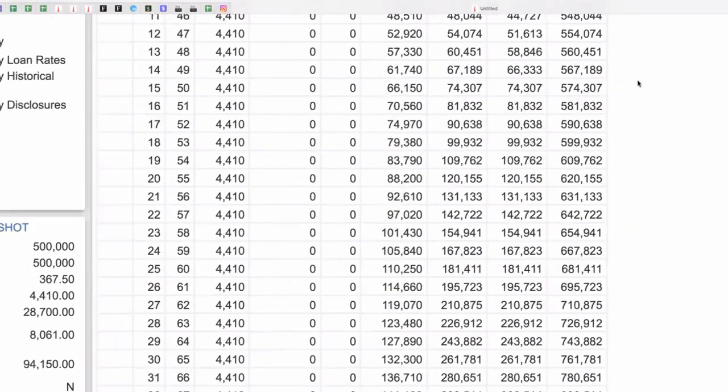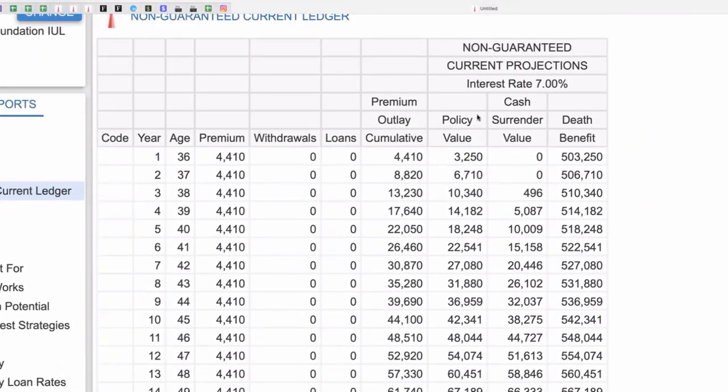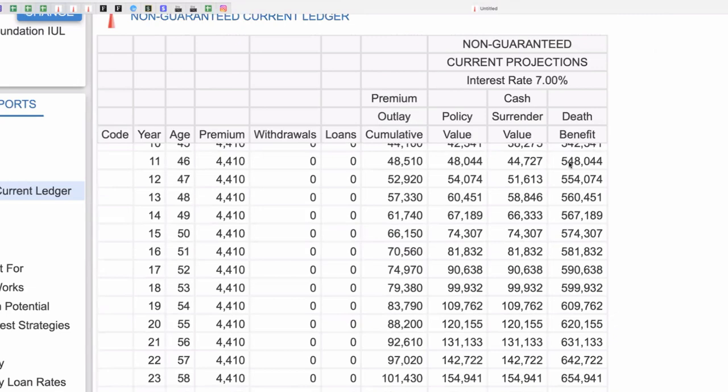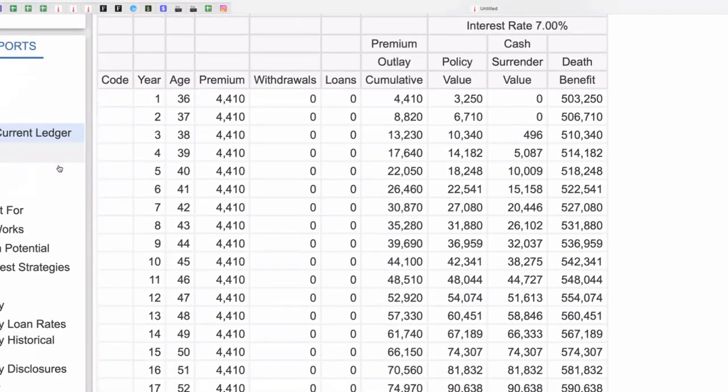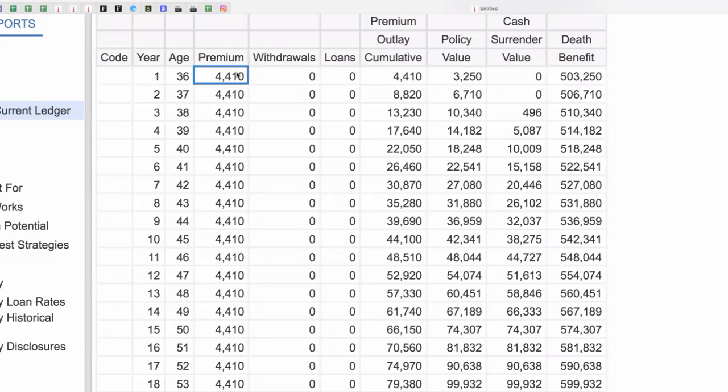Now, let's go look at our contributions here and growth, and then we haven't ran distribution yet, right? So I want you to look at this. Contribution, $4,410 a year, which is the $367.50. Now, policy value is the accumulation inside that value, right? Policy value is the accumulation. Surrender value is always what they can access. That's what they can get. I also want you to make a note. Surrender value is what they will get if they walk away from the policy.